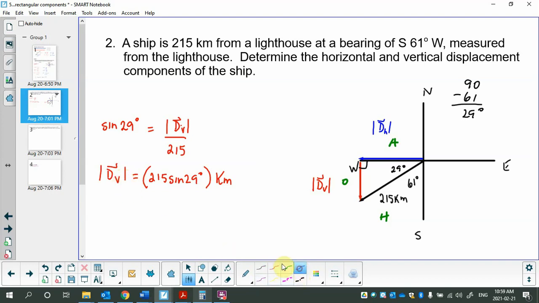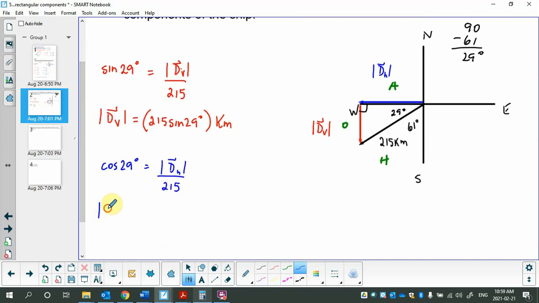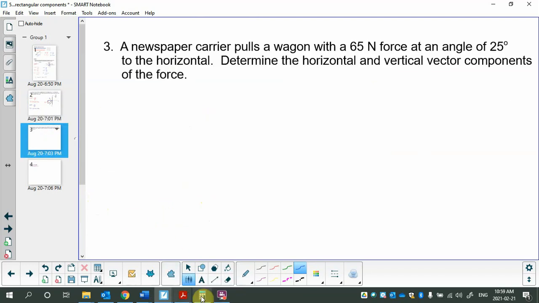So now I get to do it again in blue. Cos 29 degrees is equal to the horizontal vector component over 215. So the horizontal displacement component is 215 cos 29 degrees in kilometers.